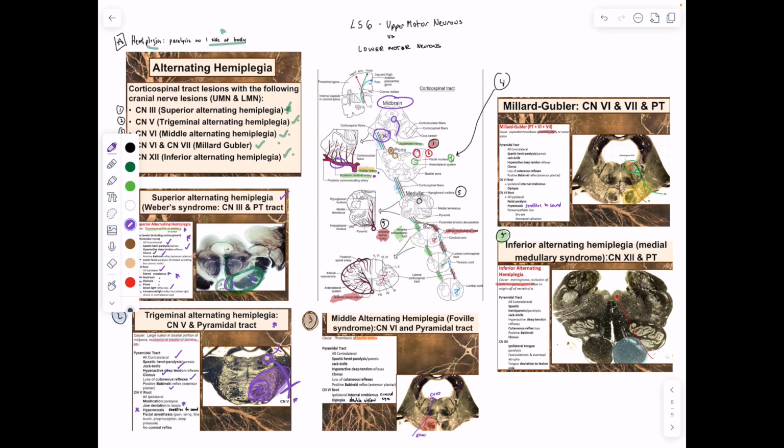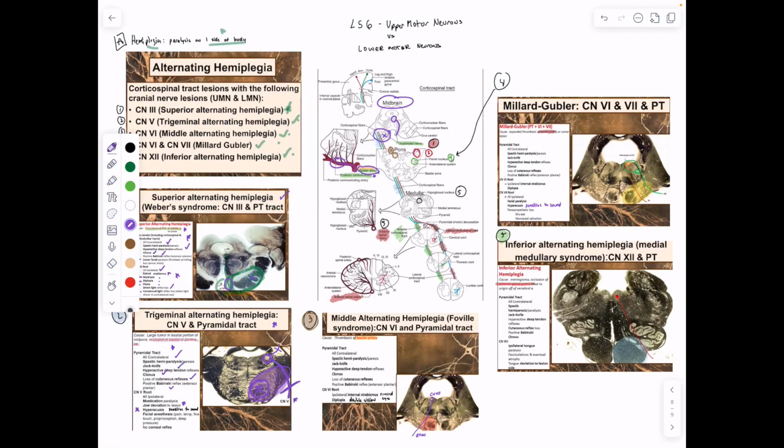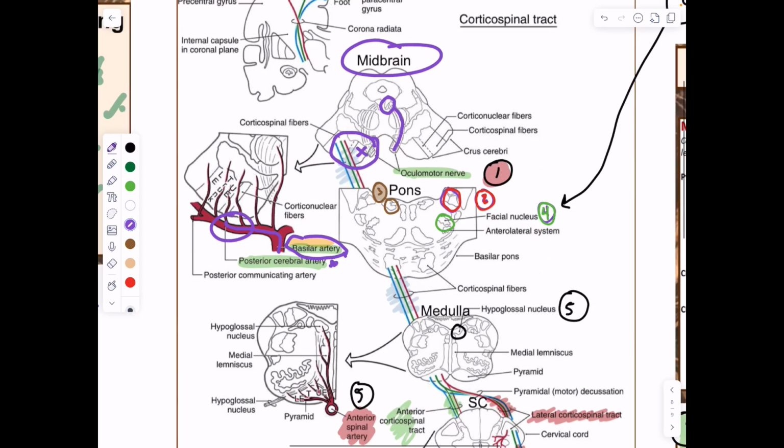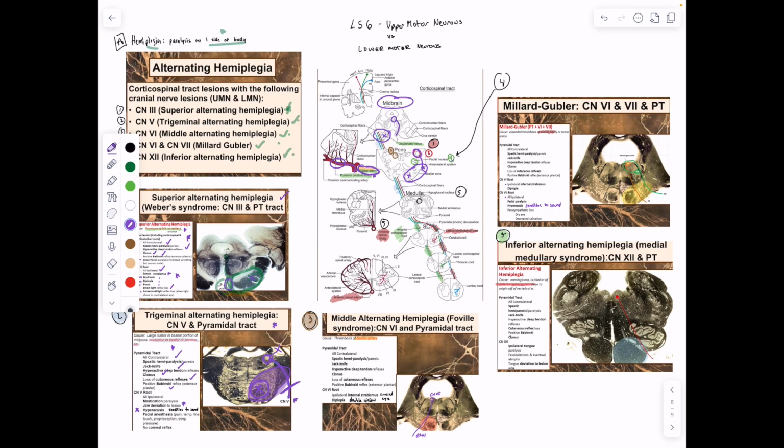Okay, so 5, trigeminal alternating hemiplegia. All right, what causes this? Again, basilar artery getting blocked. All right, and then you can think, well, 5 is located right here, so basilar artery, and yeah, so we have 5 sending its axons here, and we have a lesion right here that's getting, unfortunately, a corticospinal and cranial nerve 5 axons. All right, but it's trigeminal alternating hemiplegia.